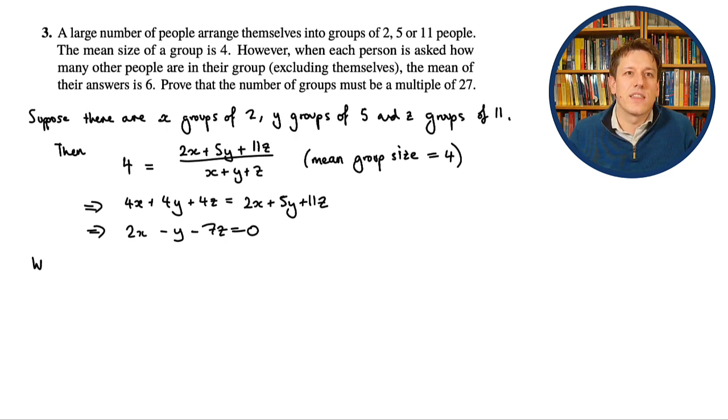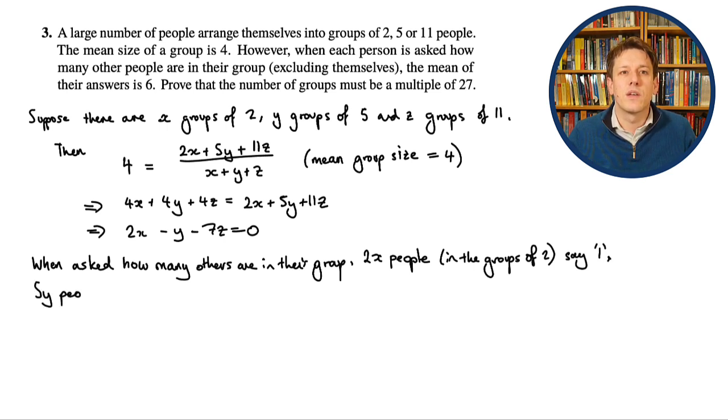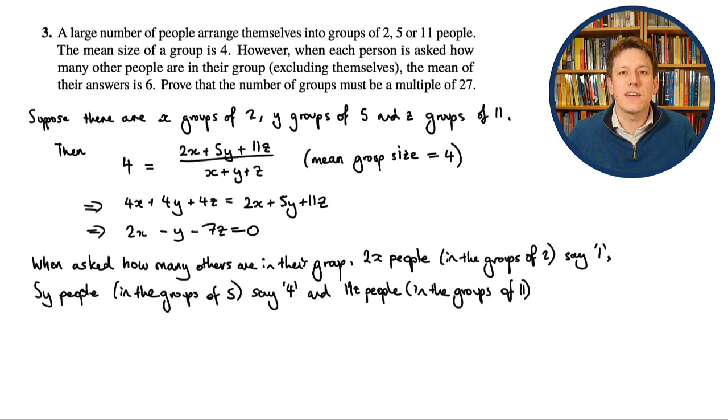But let's try to write down this second condition about what happens when people are asked how many other people there are in the group. Well, there will be 2x people in the groups of 2, and they are all going to reply that there is one other person in their group because there are 2 people in the group in total. Similarly, there are 5y people in the groups of 5, and they will all respond 4. And there are 11z people in the groups of 11, and they're all going to respond 10.